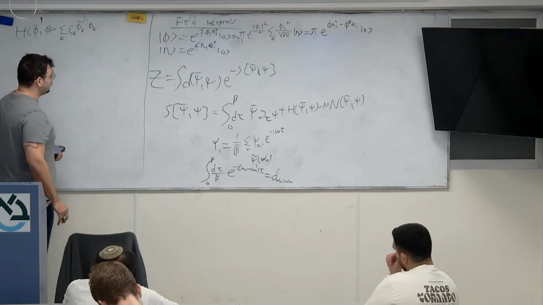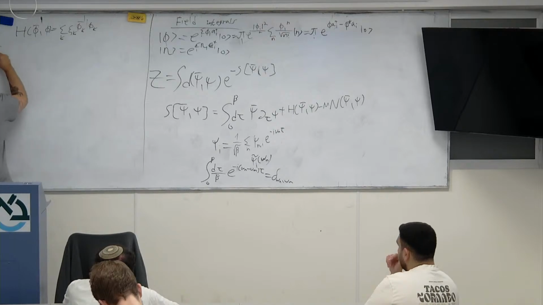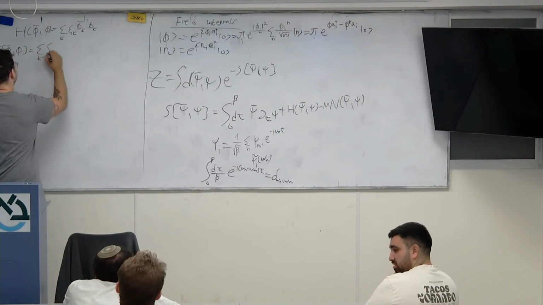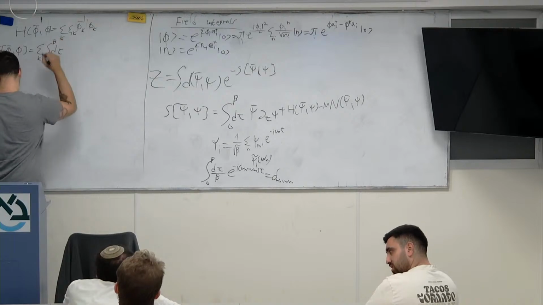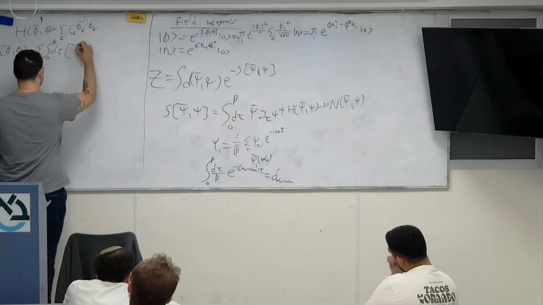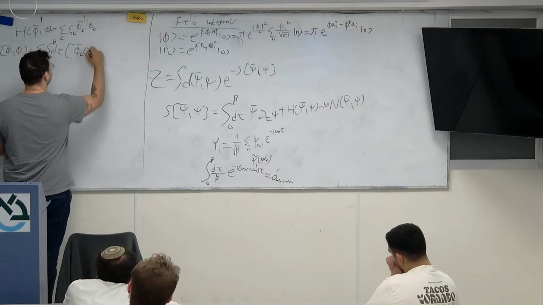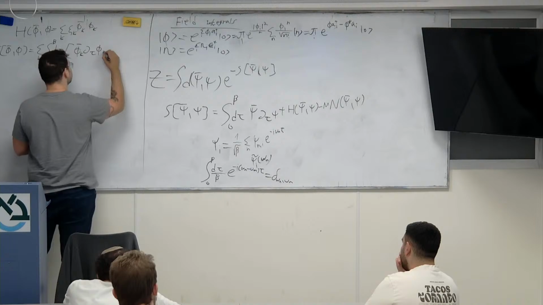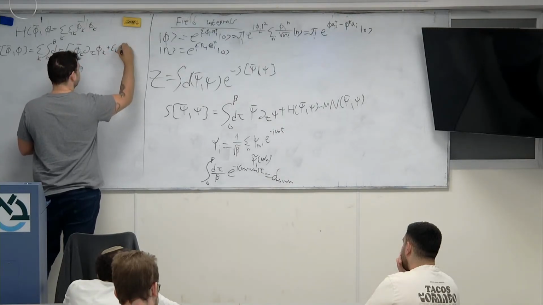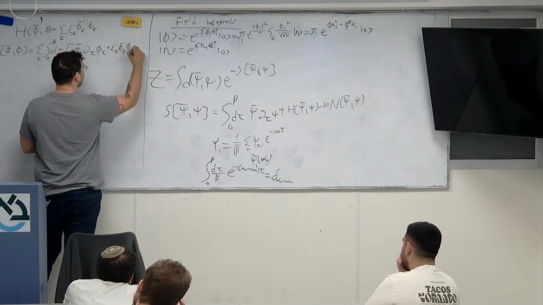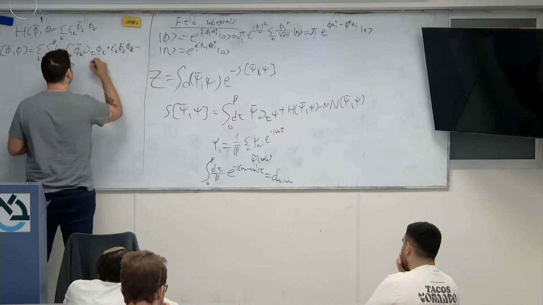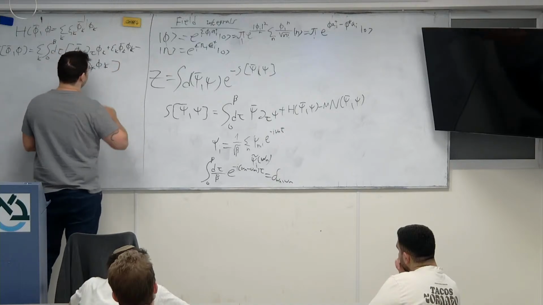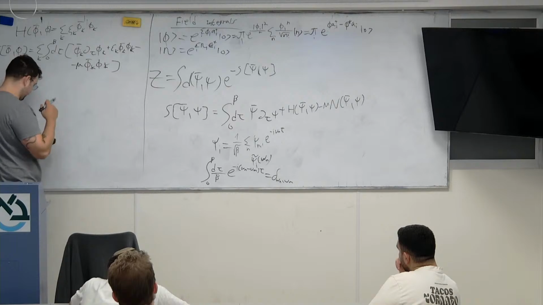All right. So our action would be the sum over k, integration from 0 to beta d tau of phi conjugate k, d over d tau phi k, plus epsilon k phi conjugate k phi k, minus mu phi conjugate k phi k. Because of course the number operator is just a dagger a, so in our case it's phi conjugate phi.